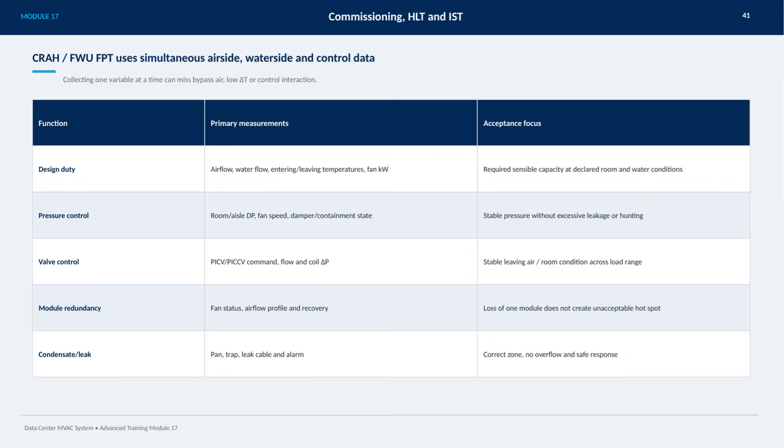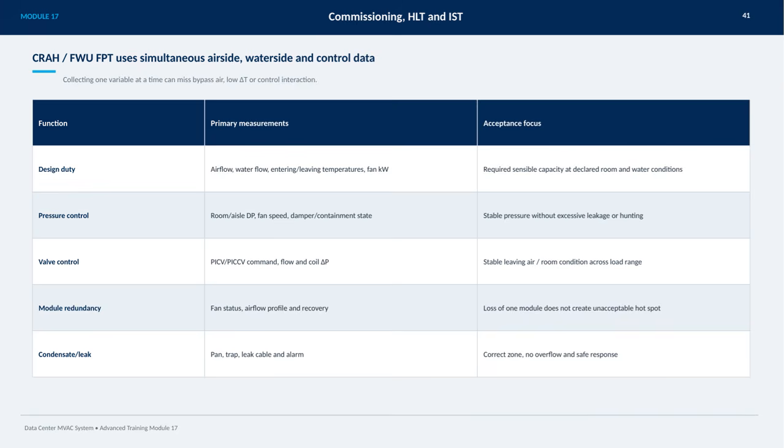We focus on several key functions here. First, primary measurements include airflow, water flow, entering and leaving temperatures, and fan power. These are essential to ensure the system meets the required sensible capacity under declared room and water conditions. Next, pressure control involves monitoring room or aisle differential pressure, fan speed, and damper or containment states.